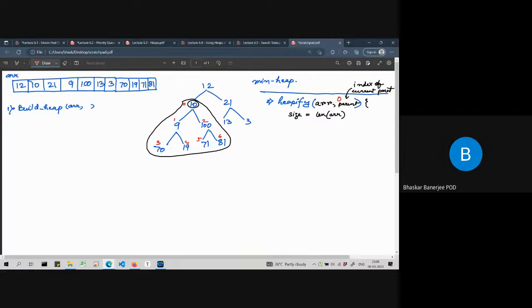Because this is an array. Yes, as you told, 2 into the index. So 2 into the parent index plus 1 is the left child and plus 2 is the right child. Exactly. So let me just write it in anyway. 10, 9, 70, 19, 71, 81. Just think that this is my array.